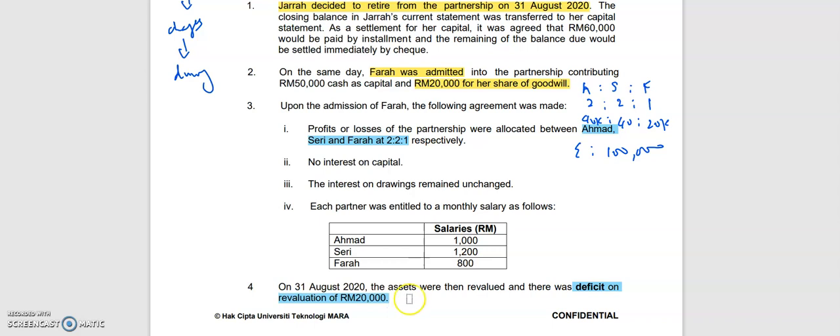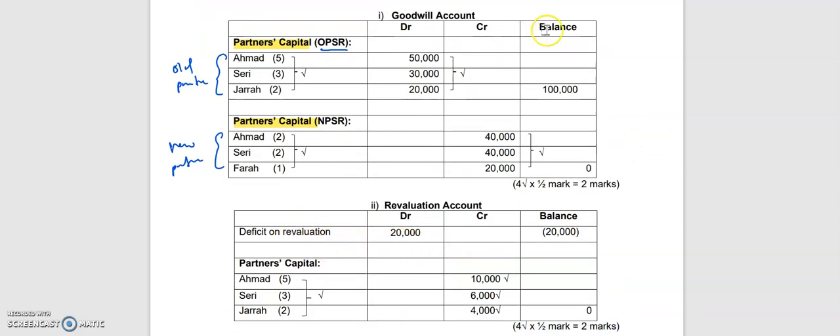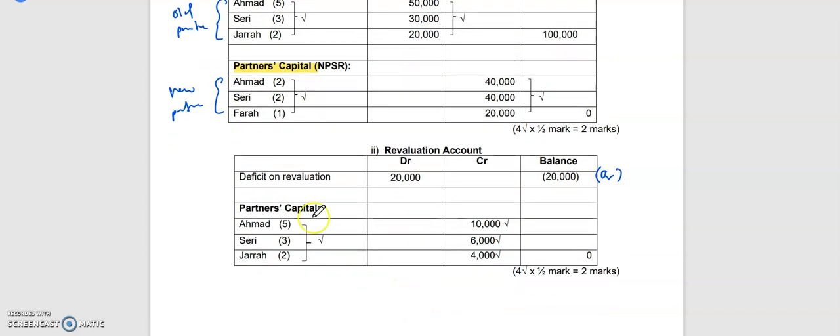Yes, there is a loss on revaluation. So straight away, open the revaluation account. You start with the deficit. Deficit is on the debit side. So you will close by crediting the revaluation account. So when you credit the revaluation account, you will debit the partner's capital.